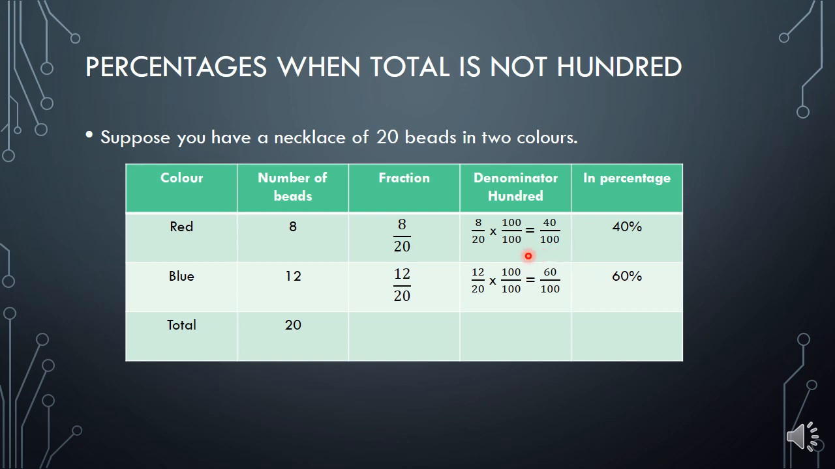Here we multiply the fraction by 100, 8 by 20 into 100. That way also we can do. So 20 in 100 goes 5, 5 8s are 40%. 12 by 20 into 100. This 20 and 100, the zeros get cut. 2 in 12, 6 times; 6 and 10, 60. So that way also we can do. So different methods are there. This is how we can find percentage when the total is not 100. Okay children.